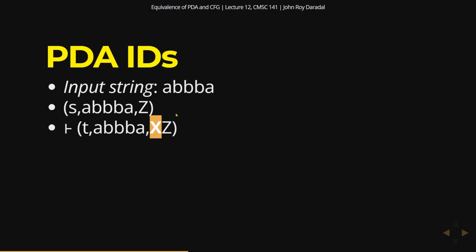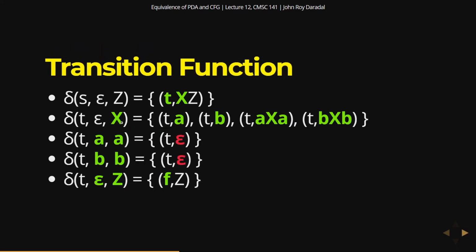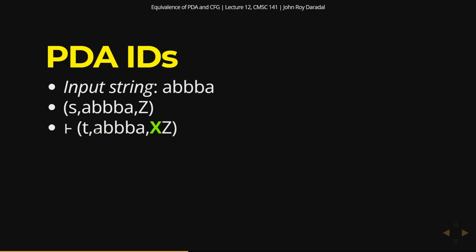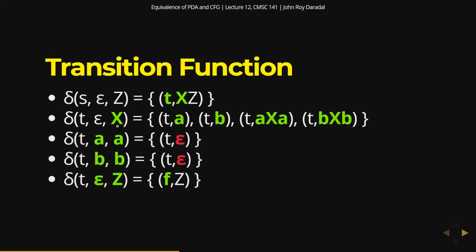Then after that, X could be replaced with, what do you think? X could be replaced with AXA here without reading anything. We want AXA because we know that A is the starting symbol. So we could do this. X is replaced with AXA, and we have that here. This X here is replaced with AXA here.